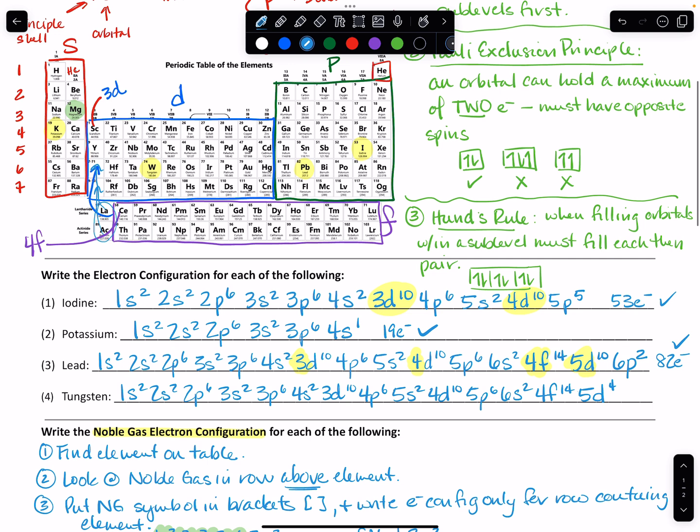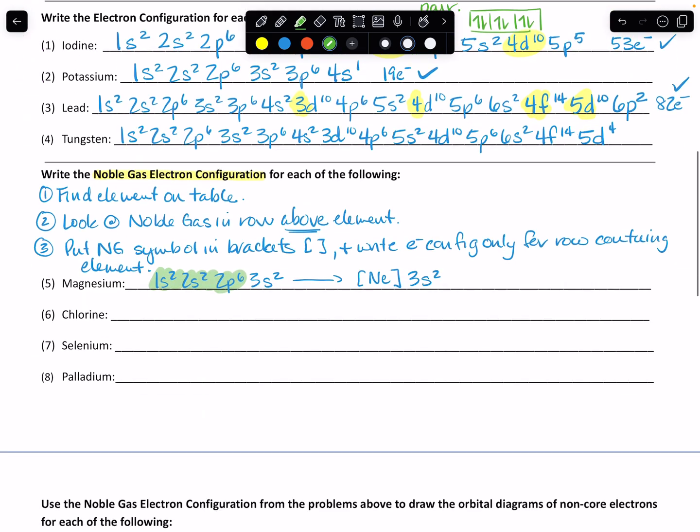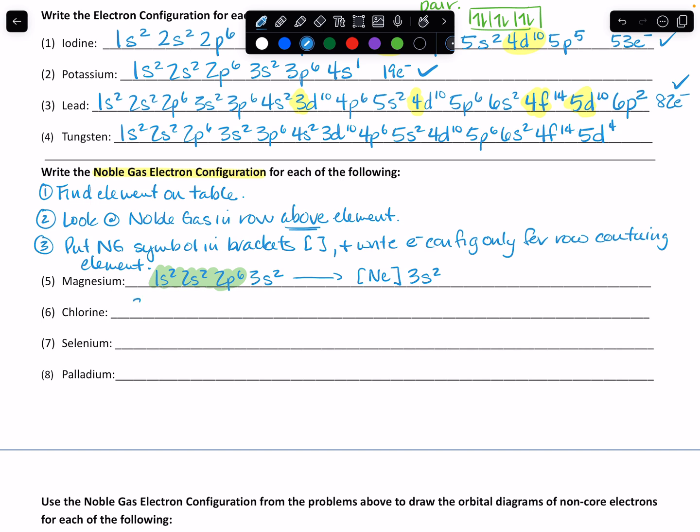So this is going to be the noble gas configuration for magnesium. All right, let's try chlorine. Here's chlorine. So it's in the third row in the P block. And if I go up a row into the end, I see neon. So I'm going to say brackets neon, and then it's going to be 3s2, 3p5. So that will be the noble gas configuration for chlorine.